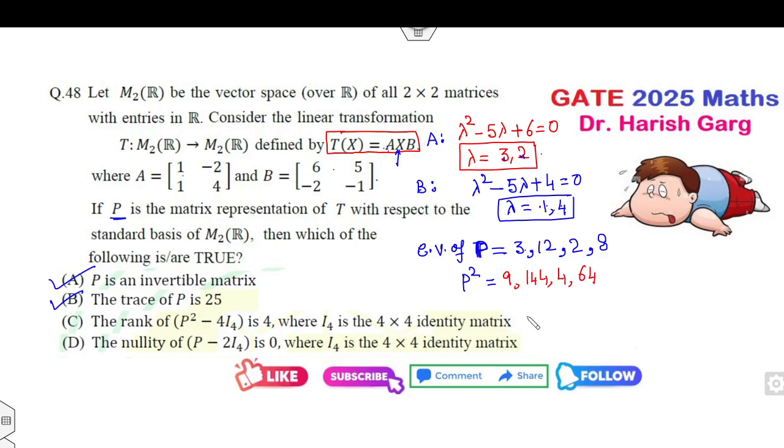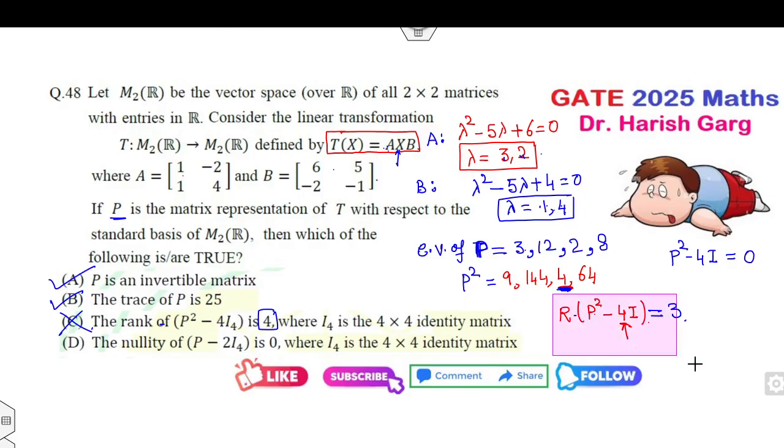Now what is the meaning of P square minus 4? Your target is to find P square minus 4I. Clearly, 4 is an eigenvalue of P square, and this is a 4 cross 4 matrix. So definitely the rank is not equal to 4. Why? Because P square minus 4I is singular, as 4 is an eigenvalue. The rank will be 3 because there is only one 4. So rank 4 is the wrong answer.